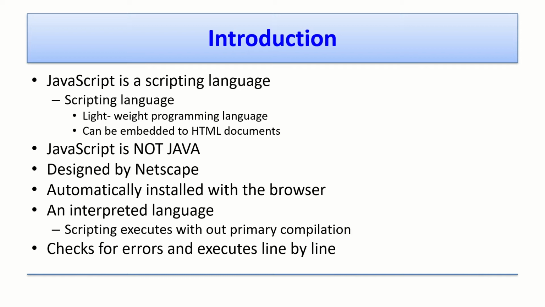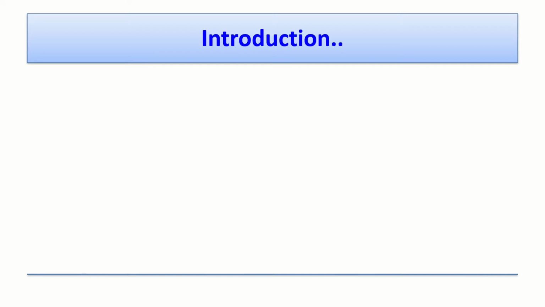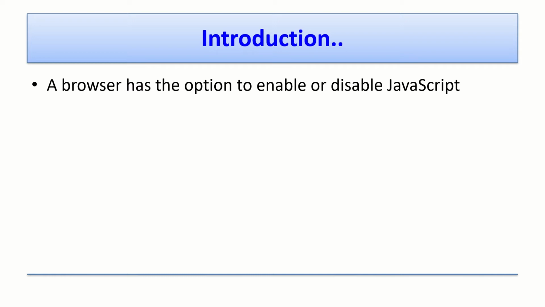Okay, so there is a check for errors and it executes line by line. Simply, what we can say is that an interpreted language executes without preliminary compilation, and it is a language which checks for errors and executes line by line, right? So it checks errors line by line. JavaScript is an interpreted language. Therefore, in JavaScript, it checks for errors and executes line by line. So that's it, all right? And then a browser has an option to enable or disable JavaScript.